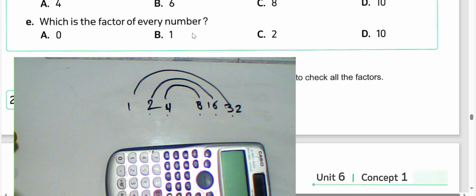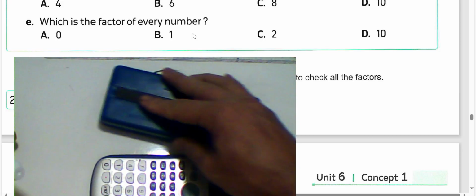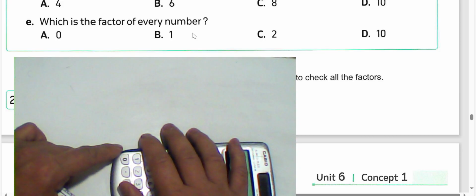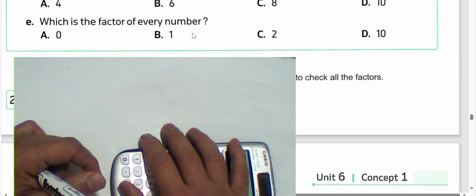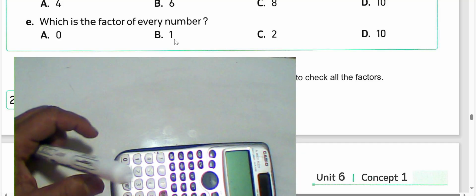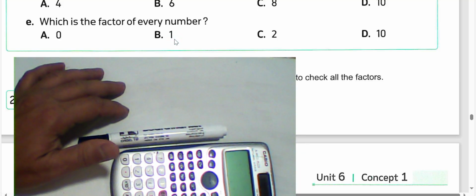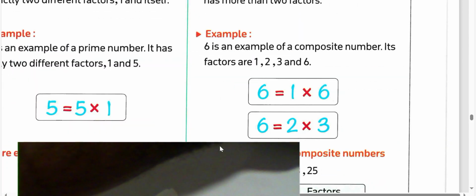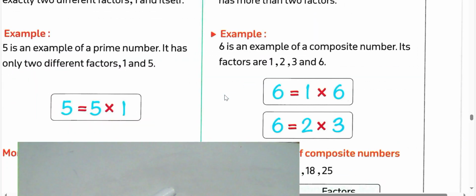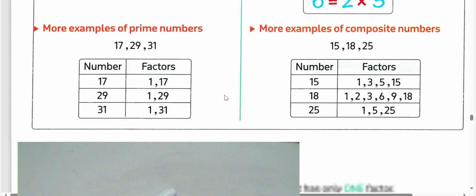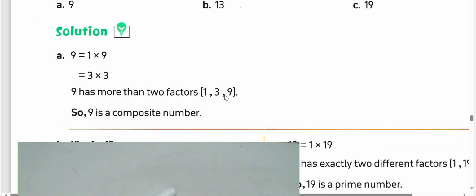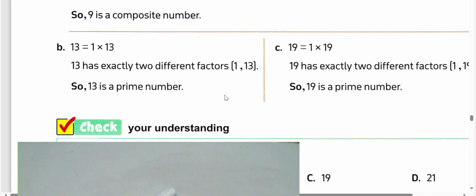Which is a factor of every number? It will be 1. Any number can be divided by 1. Then 1, we call it the common factor of all numbers. It shows letter B. Okay, the result here will be letter B. Next example, look with me here. Next page, the solution about this example and check.